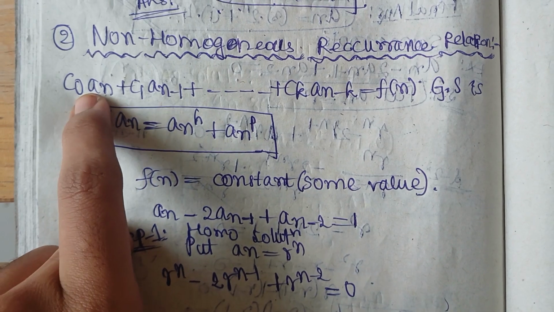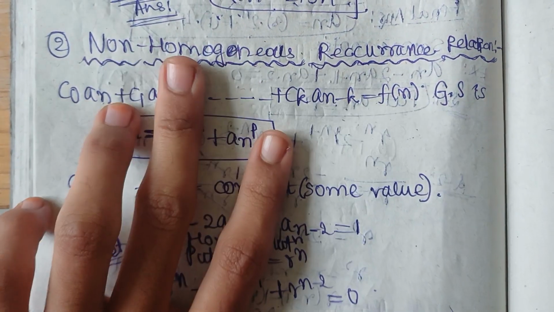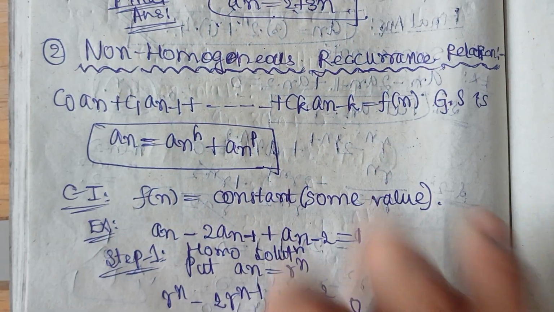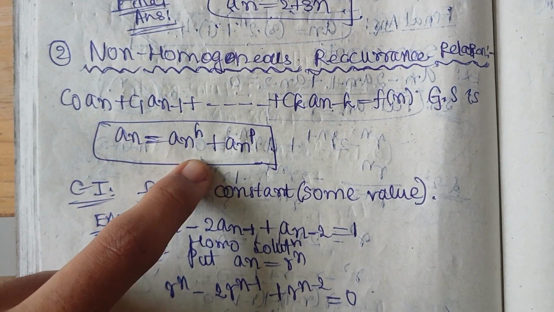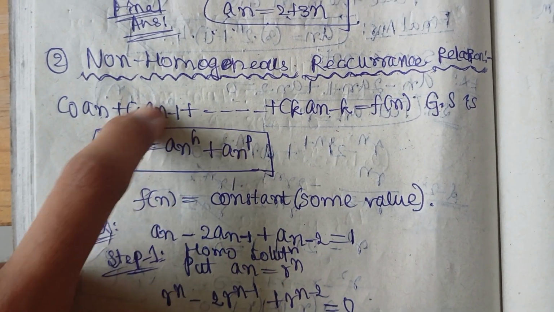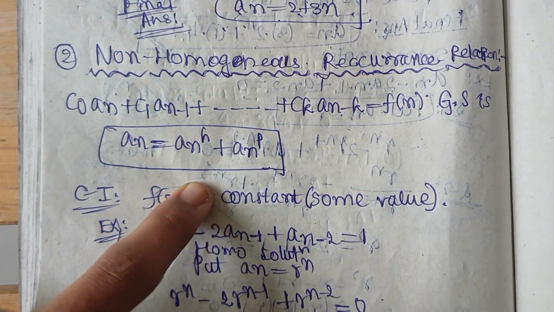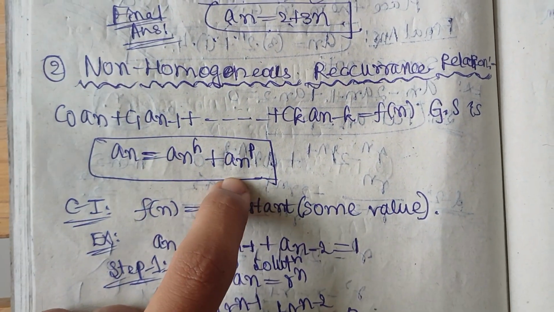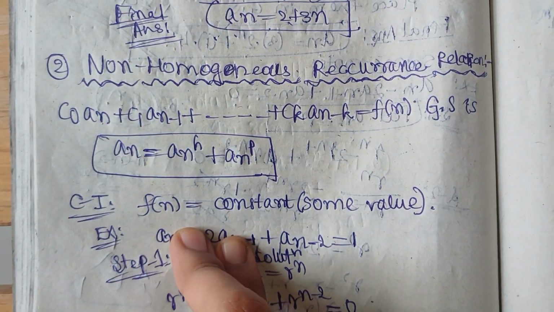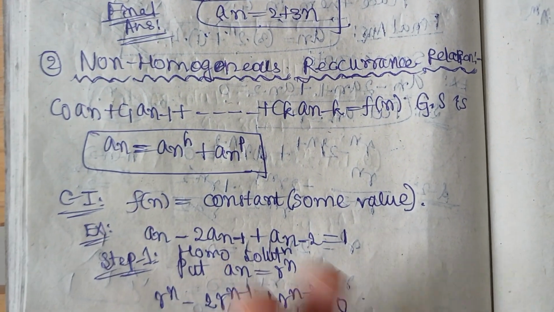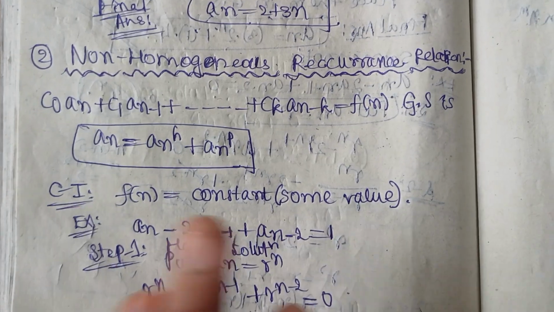If the equation is in this form, for a non-homogeneous recurrence relation, its general solution is given by an equals an^h plus an^p, where an^h is nothing but the homogeneous solution and an^p is the particular solution. We'll discuss these two first. So let us consider this to be case 1.